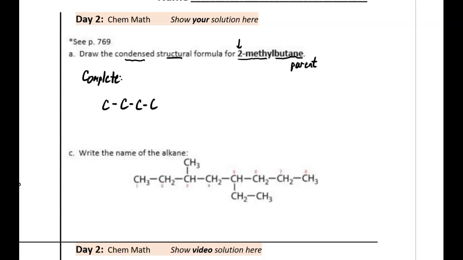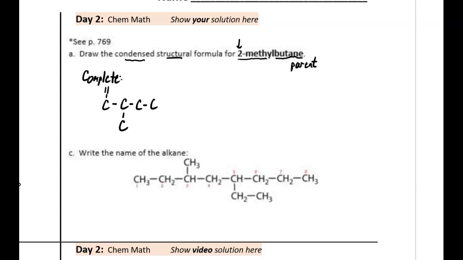Then, attached at the second carbon is a methyl group. Methyl has 1 carbon in it. Now I can draw up or I can draw down. There's a little more space down, so I'm going to do that. The last thing to do is to complete this by putting in every hydrogen that is possible to fit. Now all carbons need to have 4 bonds attached.